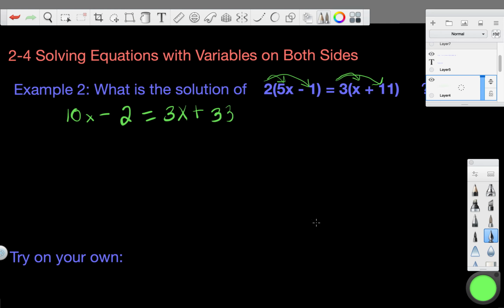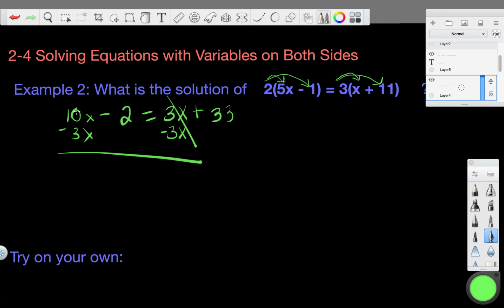Now I look like I have a problem I did in example 1, where I have 4 terms, an x on the left and an x on the right. So again, you can move either term you want. I'm going to move the 3x because it's smaller. So my 3x is positive, so I want to subtract it from both sides to get rid of it.